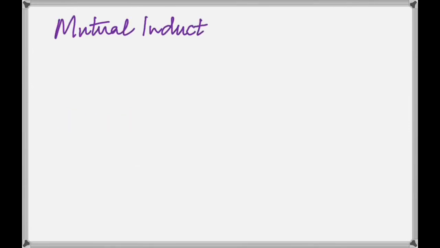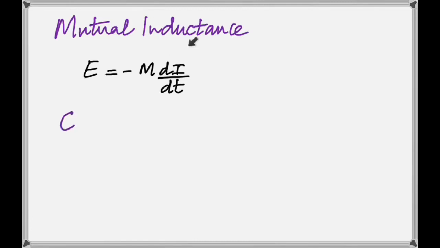Mutual inductance. Now, mutual inductance is defined in the same format. It's exactly the same. But remember, this is the rate of change of current in a neighboring coil, right? And this is the induced EMF. So this would be the rate of change of current in a primary, and this is the induced EMF in the secondary. So in mutual inductance, you're always talking about two coils, aren't you? You have a primary and a secondary.